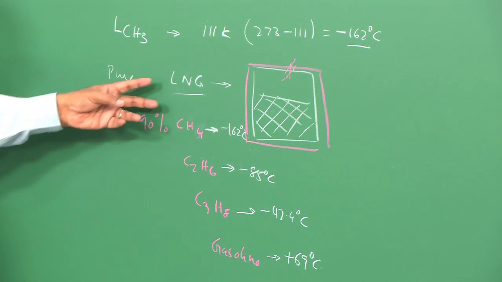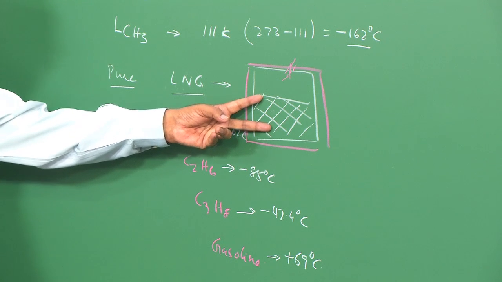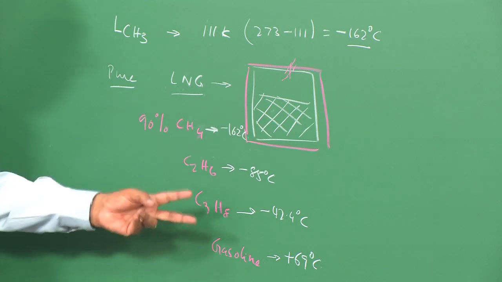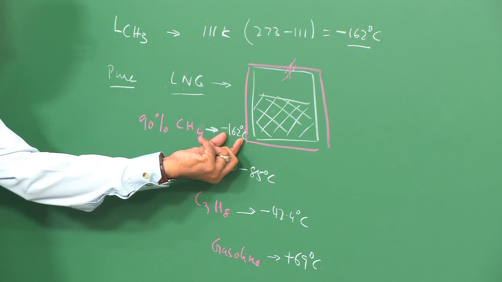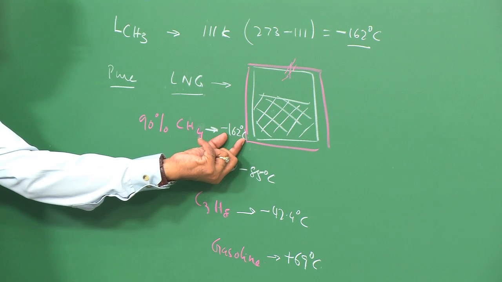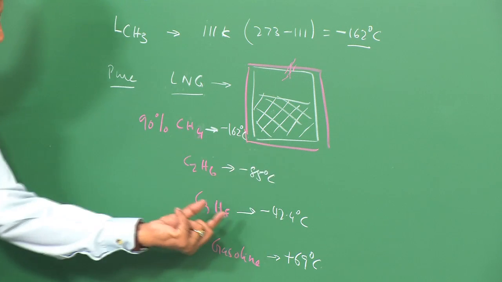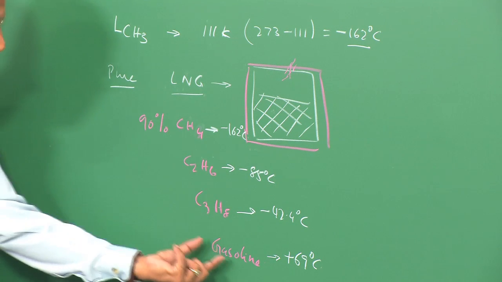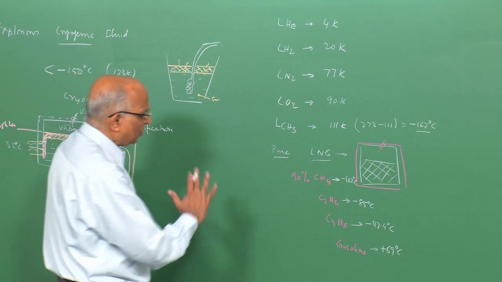Therefore, when I consider liquid natural gas, which is stored in large quantities all over the world, this LNG is not pure methane at this particular boiling point temperature at atmospheric pressure, but it also has traces of ethane, propane, and gasoline. And therefore, what is likely? Let us consider the problem.